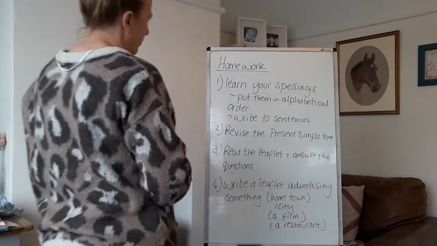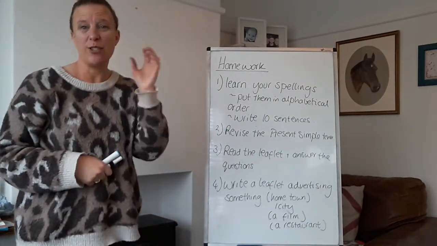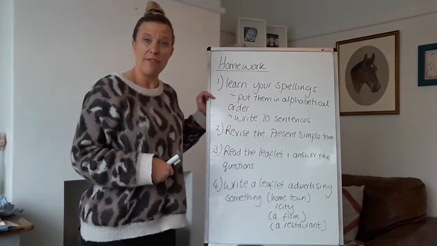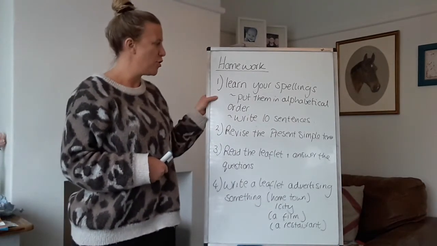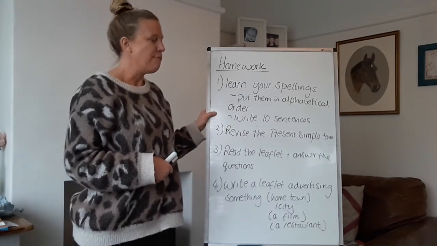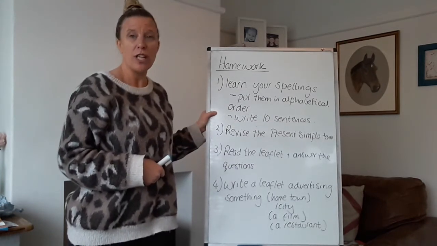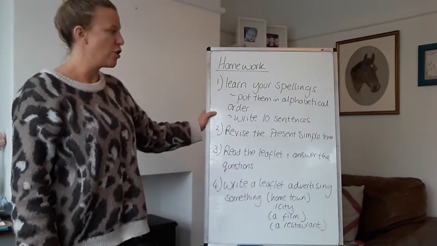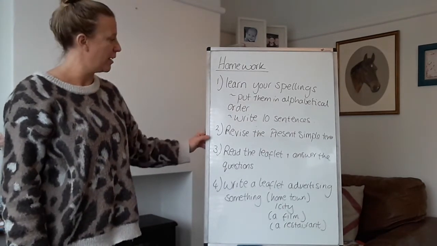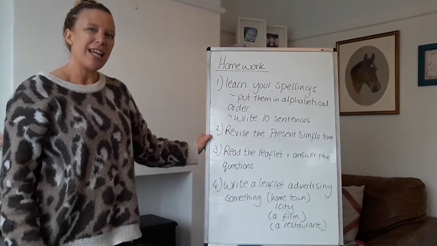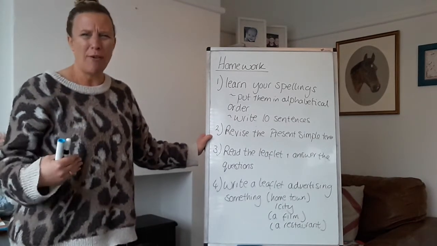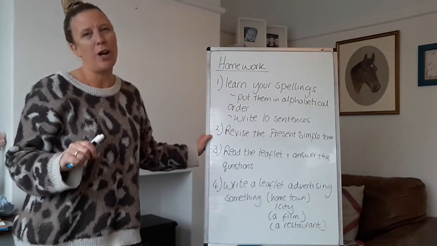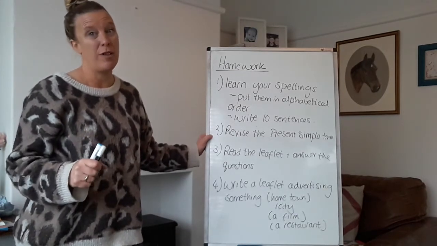Okay, so just last bit here, just your homework, what you need to do for your homework. So learn your spellings that I gave you right at the beginning of the video. Put them in alphabetical order and write 10 sentences using those words, okay, so that you're practicing them. Make sure you learn those for your test next week. Revise the present simple tense. Just go over and make sure you're comfortable with it. If you know it, great, fantastic. As I said, if you've done entry level 1 and entry level 2, you should be fairly familiar with it by now.